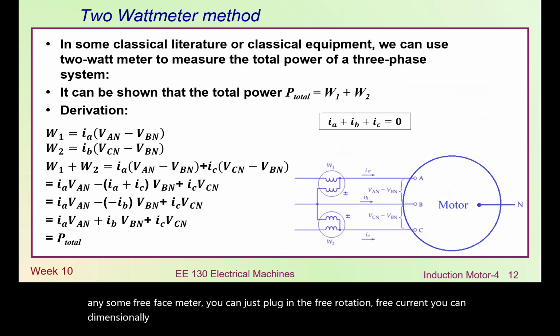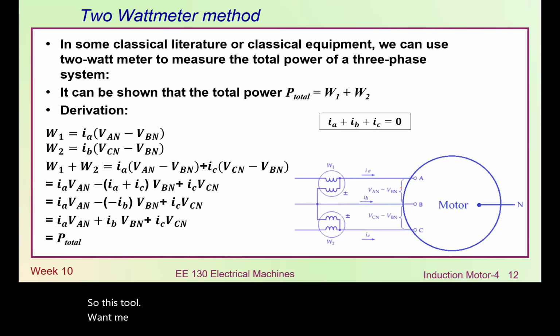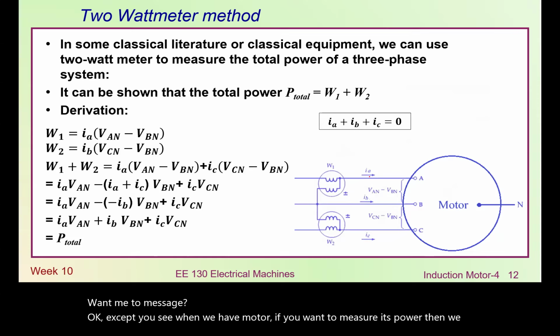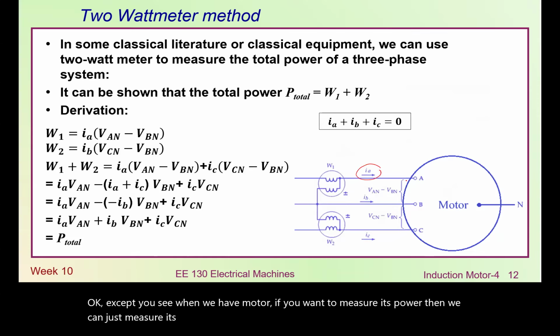Internally, they may use this method to do it. So this 2 wattmeter method will be as such. When we have a motor and want to measure its power, we can just measure its current and also the line voltage. The line voltage is the voltage between the two lines.